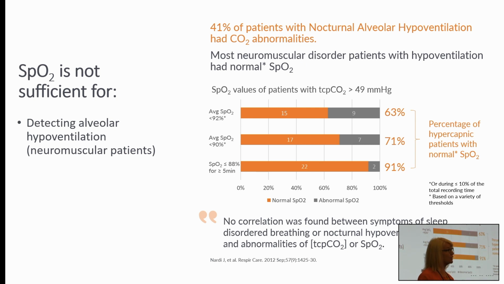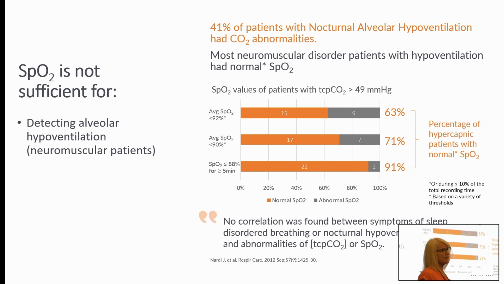And it uses 3 different saturation thresholds, one being 92%, one being 90%, and one being 88%. Now in each group, what the researchers found was that the majority of patients who were hypercapnic, so they had abnormal CO2 measurements, still had relatively normal pulse oximetry measurements depending on which threshold they used.